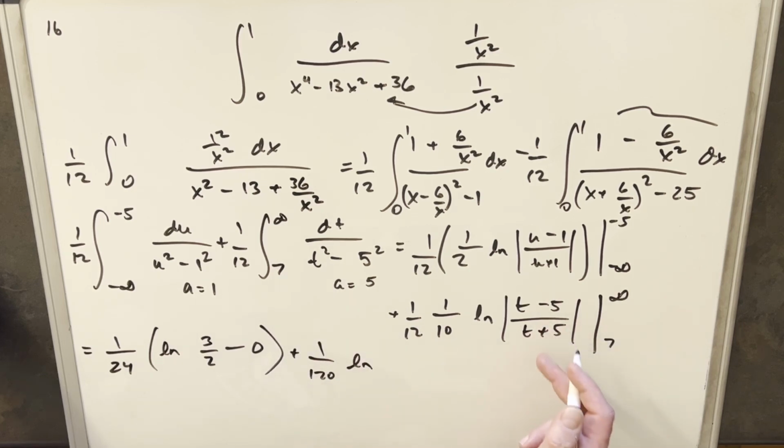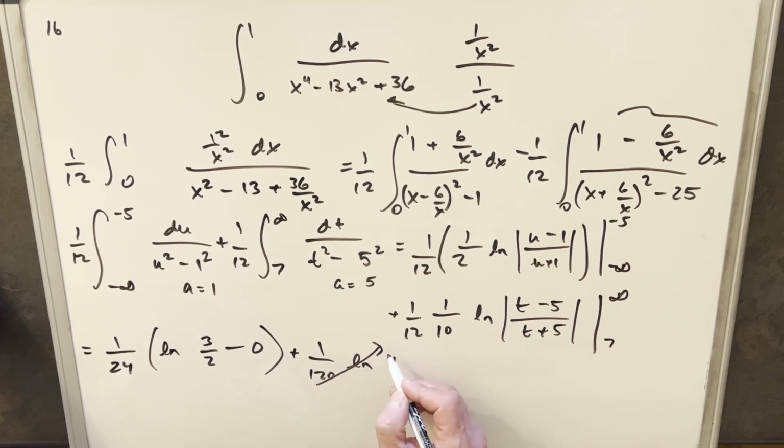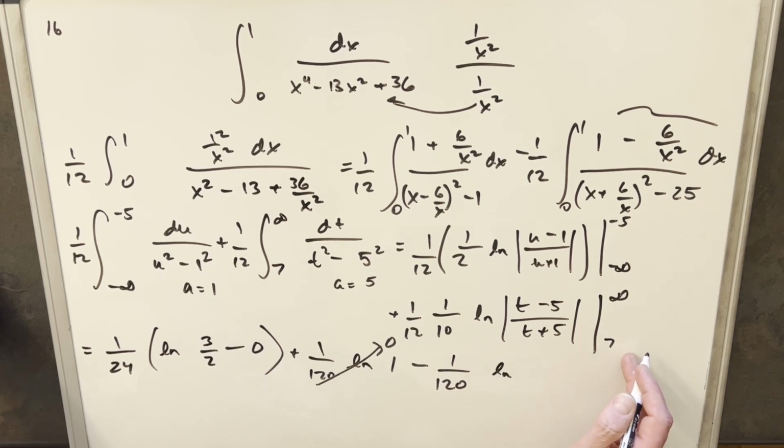Okay, first we'll plug our infinity in here. Notice, basically infinity over infinity is heading towards 1. So this piece, natural log of 1 is 0. Then for the next part, let's bring our minus 1 over 120 over so we don't lose it. We'll plug a 7 in here. So we plug in 7 and we're going to have 2 over 12, or 1 over 6.